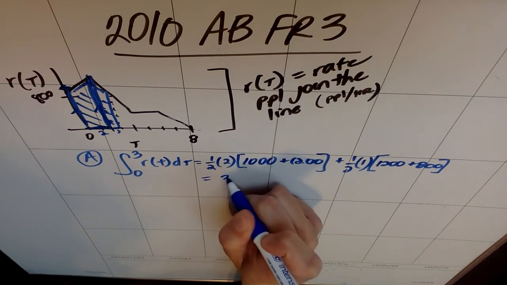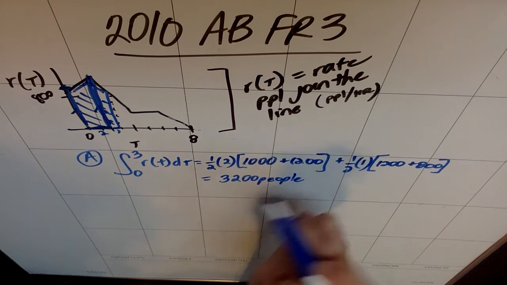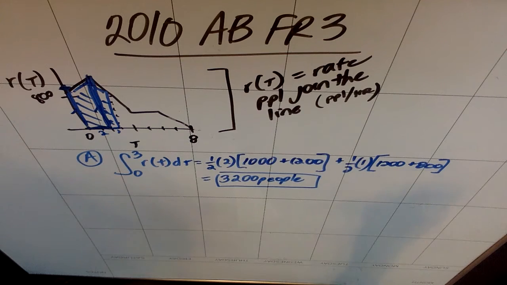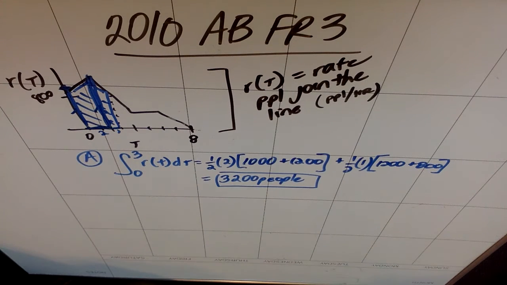When you clean this up, you get that it is 3,200 people. Okay, so there were 3,200 people that joined the line in the first 3 hours, right? Second, and they do say show the computation that leads to your answer, so even if you can do this geometry in your head, please don't. Please show your work. Next bit.